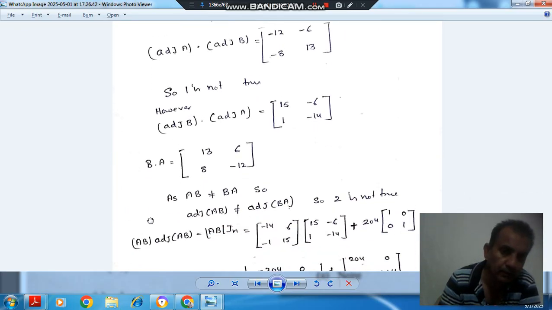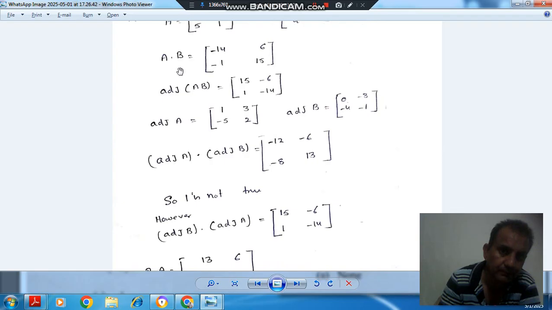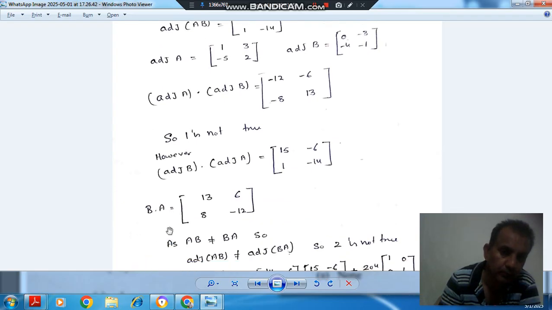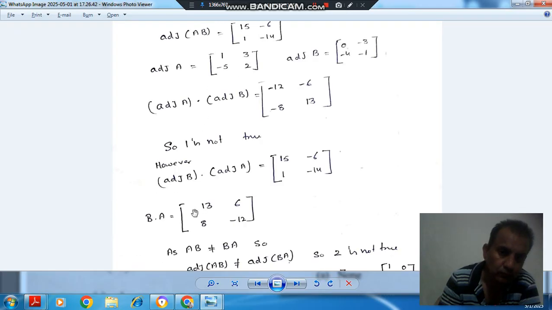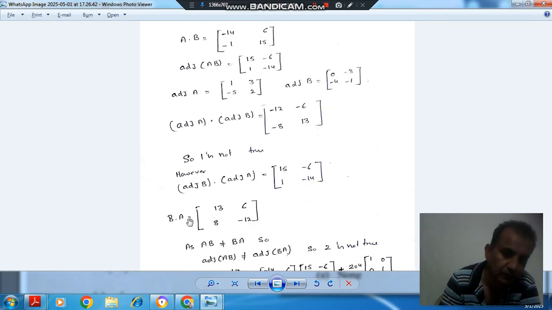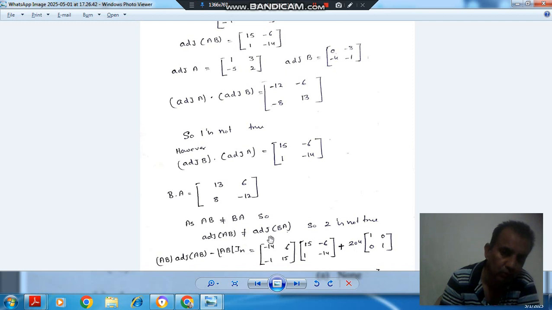Now this is your AB. Now find out BA also. Multiplying, taking this row and this column, -1 into 2 and 3 into 5, so this will be 13, and similarly we can find the other elements. So AB is not equal to BA, so adjoint AB will also not be equal to adjoint BA. So the second is also not true.